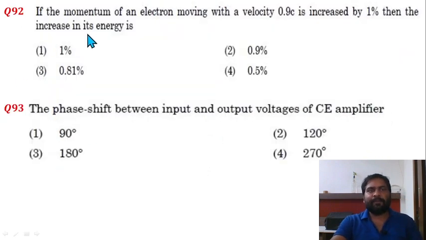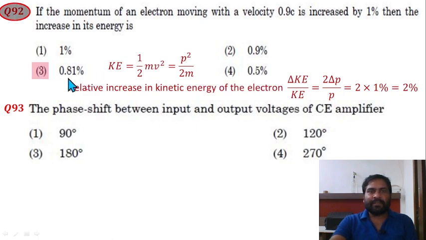Question 92. If the momentum of an electron moving with a velocity 0.9c is increased by 1%, then the increase in its energy is? So kinetic energy equal to 1 by 2 mv square equal to p square by 2m. The relative increase in kinetic energy is going to be 2 times delta p by p equal to 2%. But why answer is 0.81, I couldn't understand here.